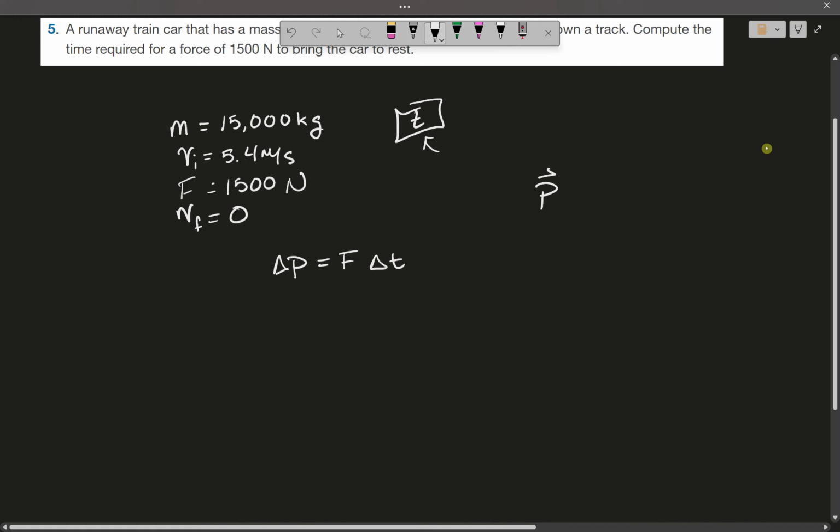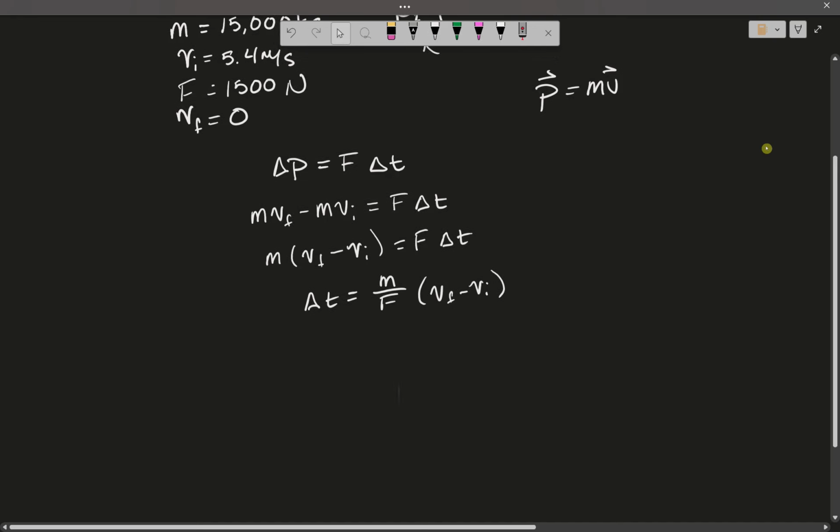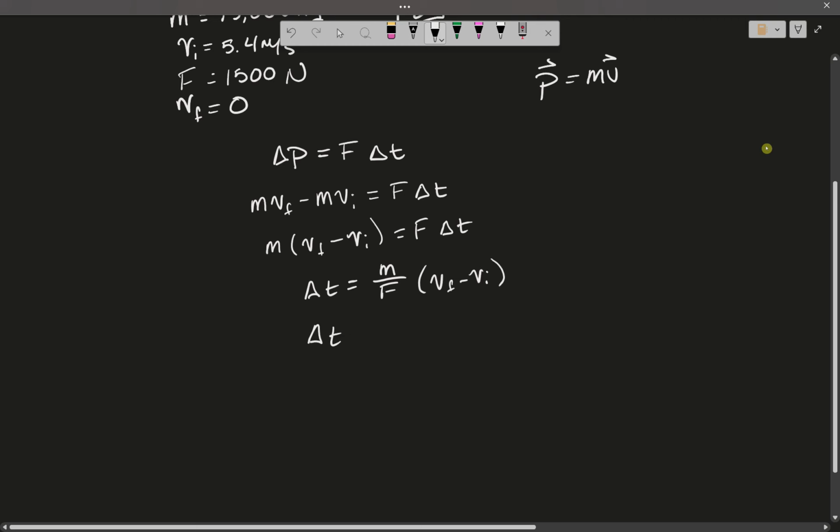So I can replace my delta momentum with mass times velocity final minus mass times velocity initial is force times my change in time. Since these are the same masses, I can pull that out, and I have velocity final minus velocity initial is equal to force times a change in time. I'm now going to solve this for delta t. This would be mass over force times my change in velocity. And now I can just plug in the information that I have.